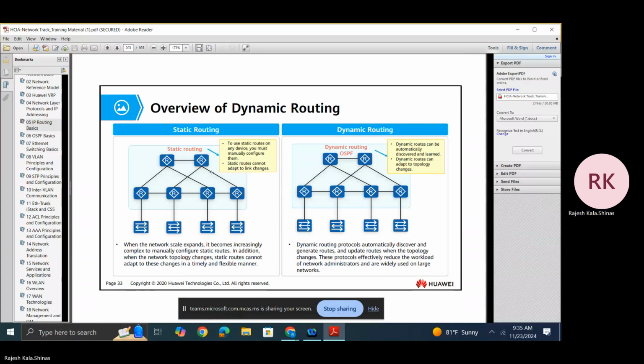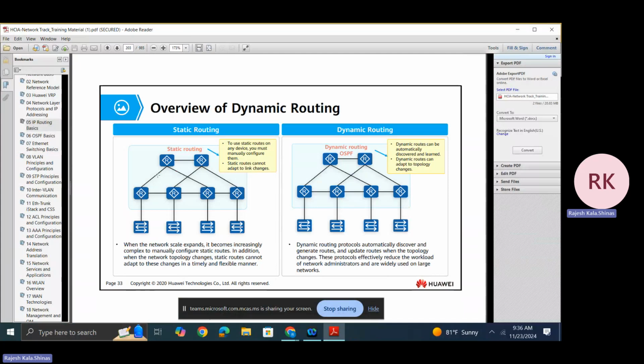Dynamic routing means not like that. The routes are discovered automatically. Every router has some information, and they forward that information to other routers, so they learn by themselves. If any router or any interface goes down, that router will inform the others that this interface is down, don't go there. That link, that route will be removed. Static means not like that.